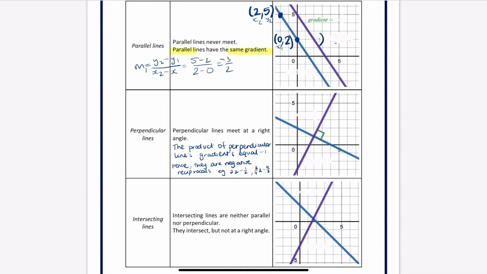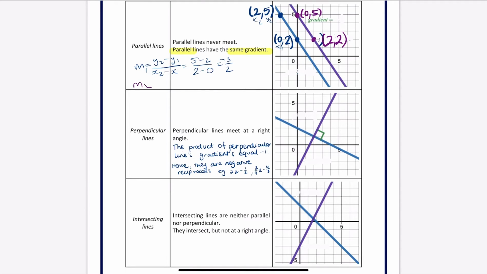Okay, let's find the gradient of this line here. So I'm going to pick this point here, and I'm going to pick this point here. This one at the top is going to be 0 on the x-axis, 5 at the top. And this one here is 2 on the x-axis and 2 on the y-axis. Okay, so let's find the gradient of this one.